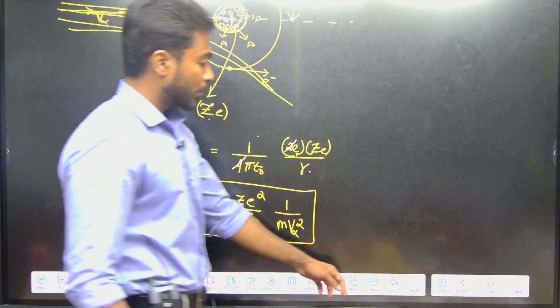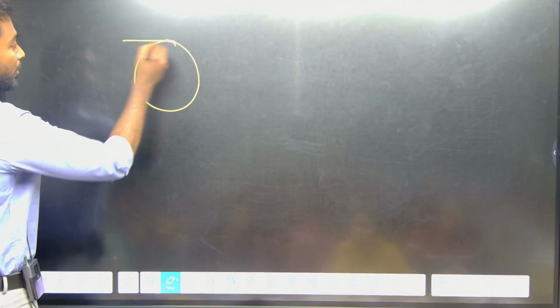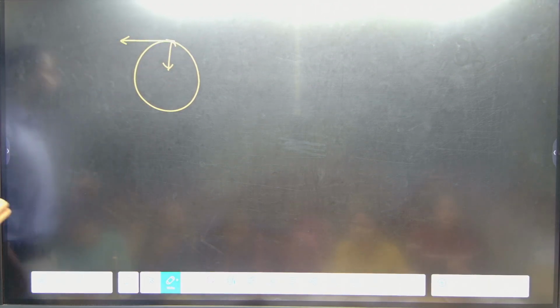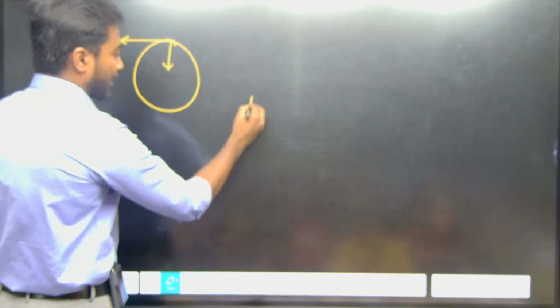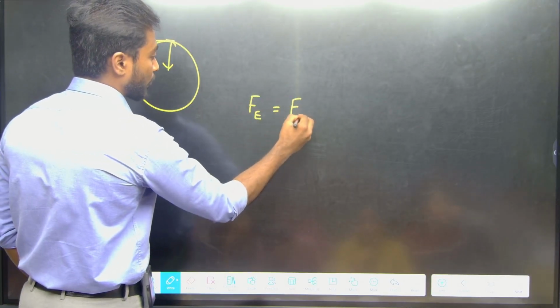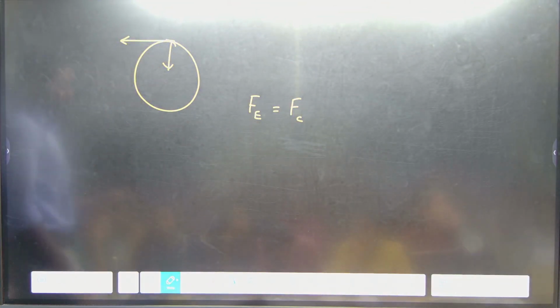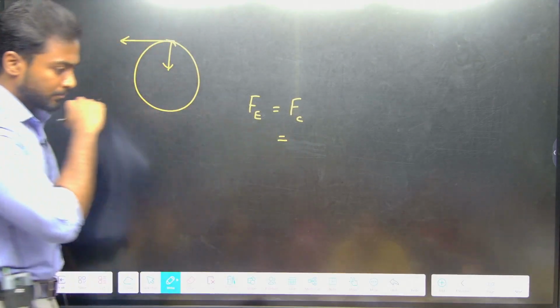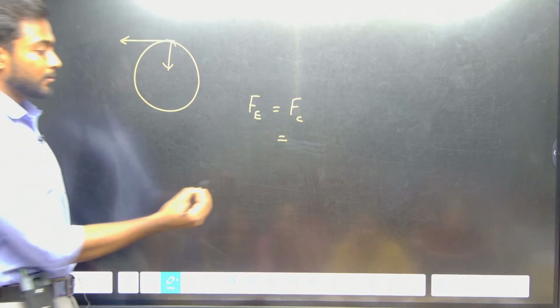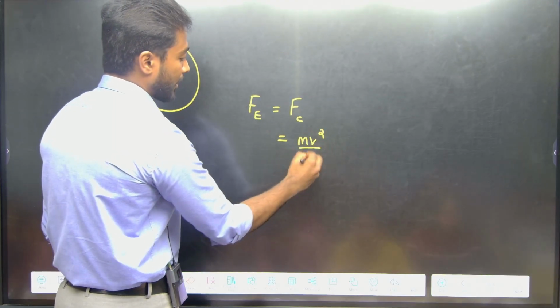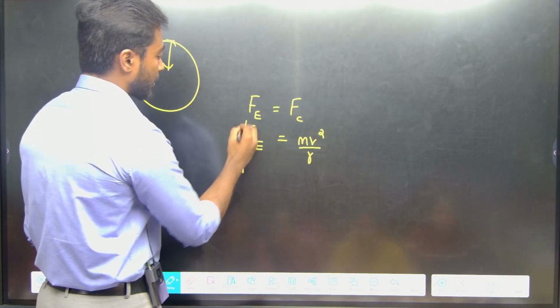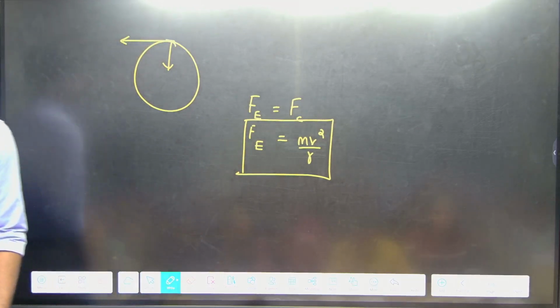So what is helping me to revolve in a circular orbit? Which force is helping me? Centripetal force. If the electron is revolving like this, the centripetal force is helping it to revolve, and one more force is acting between the electron and the proton, the electrostatic force. So can I say the electrostatic force is equal to centripetal force? And the centripetal force formula is m v square by r, and it equals the electrostatic force. There is one relation.